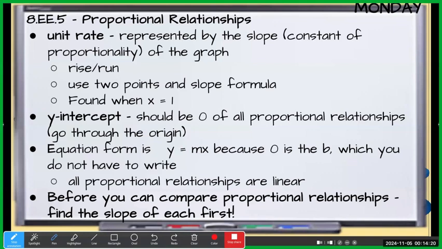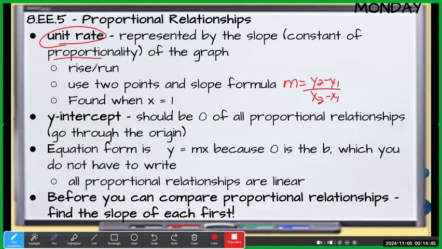Maxwell taught you to define the unit rate by doing what? Rise over run, or we can do what? Use 2 points and the slope formula. What is the slope formula? Y2 minus Y1. Yeah, you learn that now. I promise it's the same from now to then.